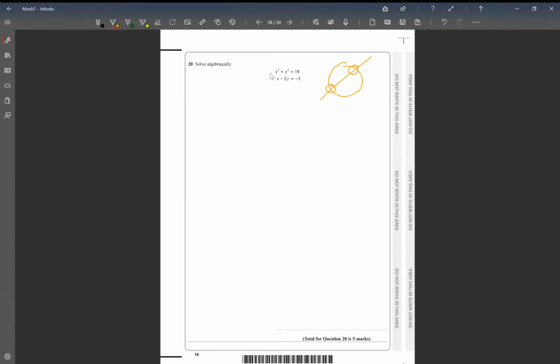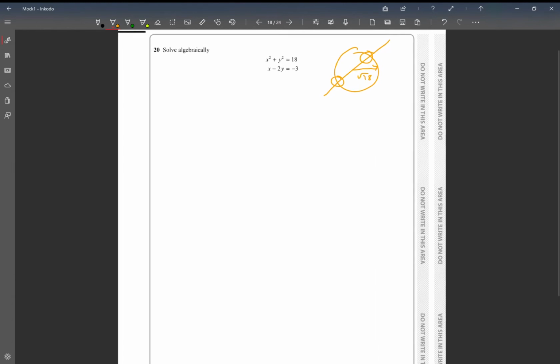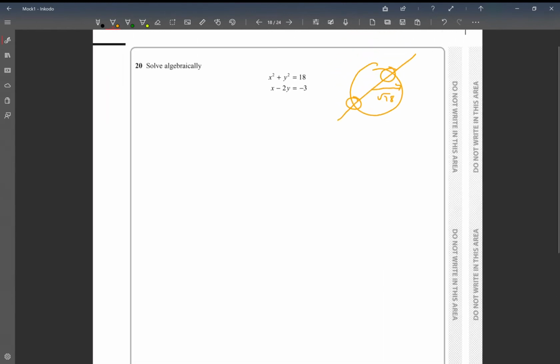And just another point on circle graphs, there's always x squared plus y squared, and this equals 18, which is the radius squared. So the radius will be the square root of 18. There's a little bit of information on those. So simultaneous equations, just close on this one.